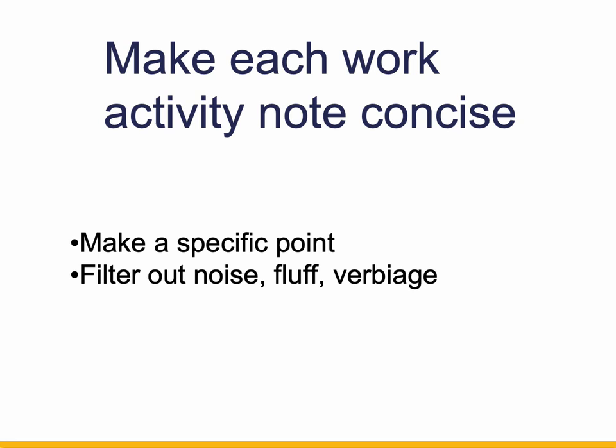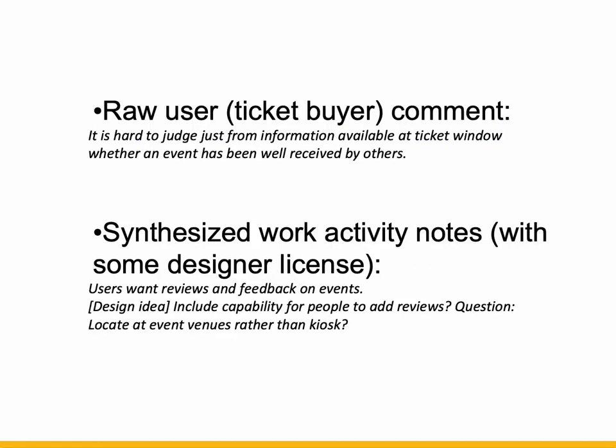So I don't want to ignore the word concise from my list of things on the work activity. I want you to make a specific point. Filter out any noise, fluff, or verbiage. So let's take another look at another example of that. A raw user might make the comment, it's hard to judge just from information available at the ticket window whether an event has been well received by others. So we synthesize that. That user wants events and reviews and feedback. And then we have this in brackets. Design idea: include capability for people to add reviews? Question: locate at event venues rather than a kiosk? So those are the things we need to focus on.